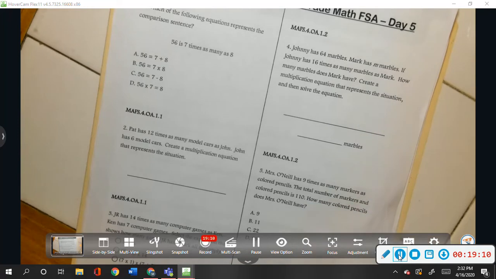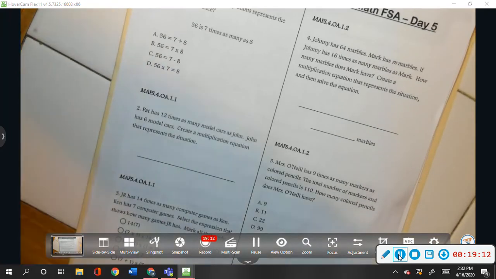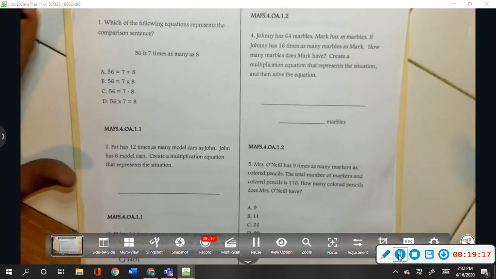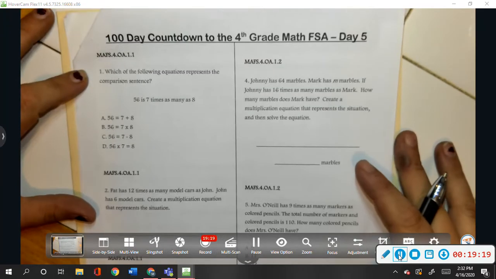For our countdown today, let me get resituated. My leg started falling asleep. For our countdown today, we're on day 5.